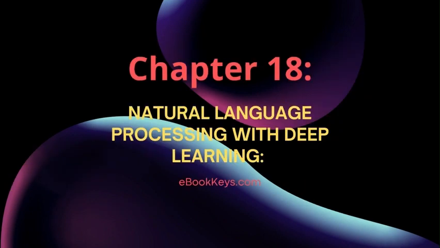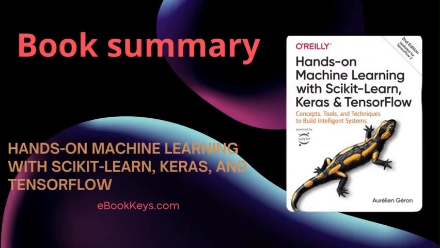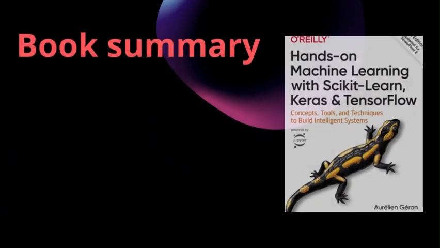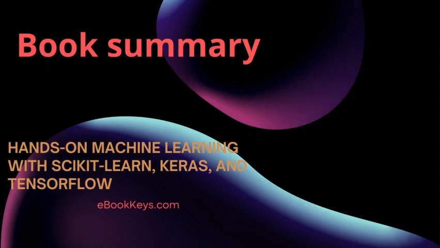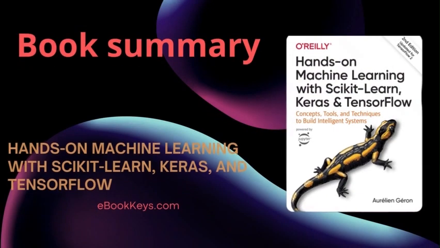Natural language processing with deep learning. Continue with Chapter 18, Natural Language Processing with Deep Learning, to understand how deep learning can be applied to tasks in natural language processing, such as sentiment analysis and language generation. It covers topics such as word embeddings, recurrent neural networks, RNNs, and attention mechanisms for language modeling and sentiment analysis.